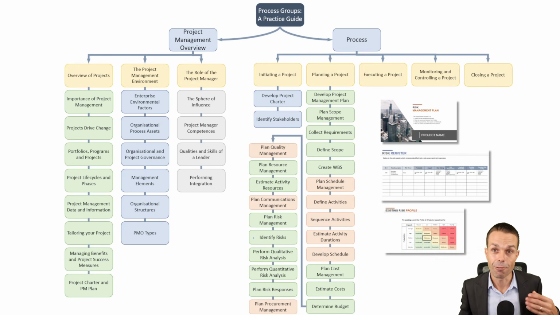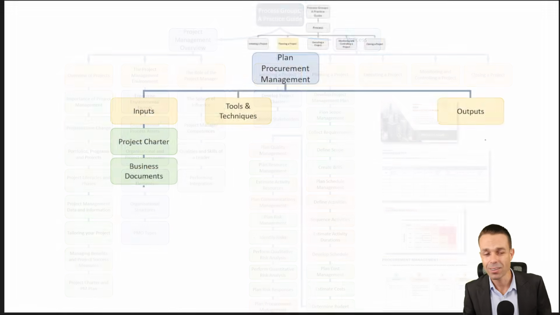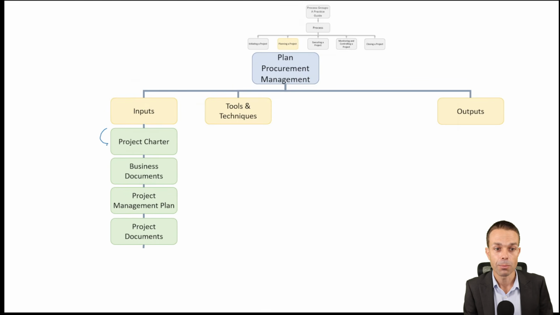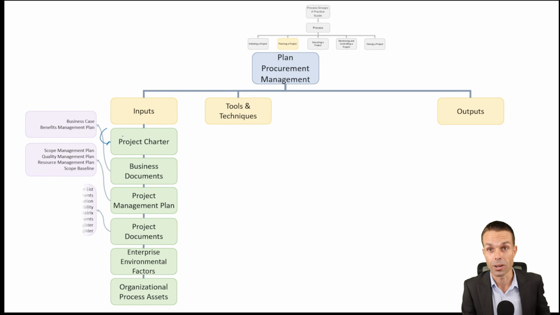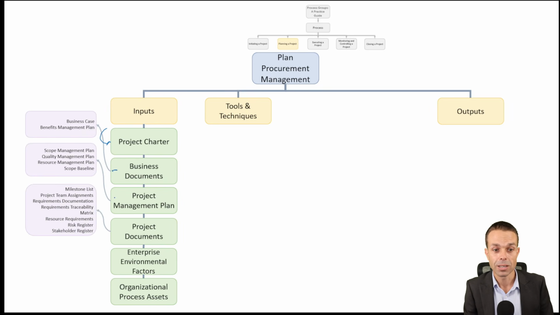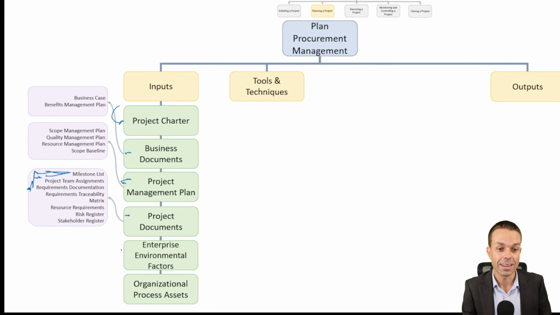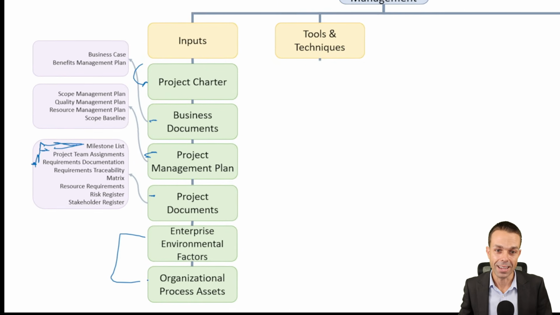This is where we're needing a vendor to come on board. And we could start with our project charter because we might already have allocated a vendor or gotten an idea of a vendor that's going to be required for our project. Business documents, project management plan, project documents, like any milestones that we need, project team assignments if we've already assigned a vendor, requirements documentation so the vendor can see what they're going to need to deliver, and EEFs and OPAs.